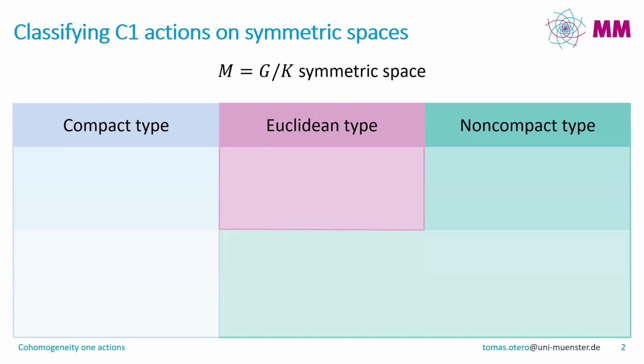So let me give a brief outline of the different attempts at classifying cohomogeneity-one actions on symmetric spaces. Symmetric spaces can be roughly divided into three categories depending on their curvature. We have the symmetric spaces of compact type, which are compact and with non-negative curvature, Euclidean symmetric spaces, which are flat, and symmetric spaces of non-compact type, which are Hadamard manifolds.